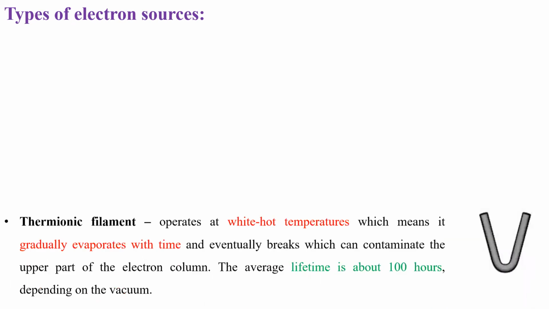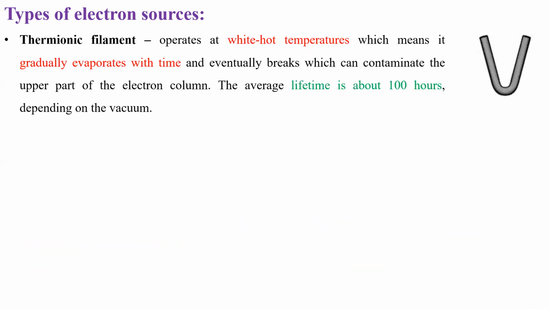And from where are we getting these electrons? There are certain types of electron sources. The first is the thermionic filament, which is V-shaped and operates at white hot temperatures, which means very high temperatures. So it gradually evaporates with time. As you keep on using it, at the end of its life it evaporates completely and eventually breaks, which can contaminate the upper part of the electron column.